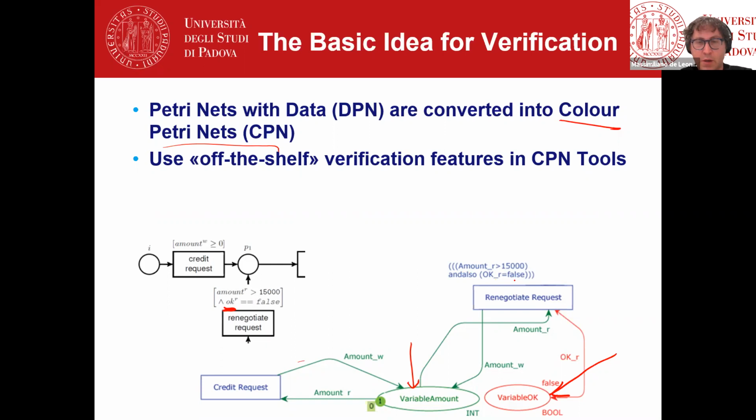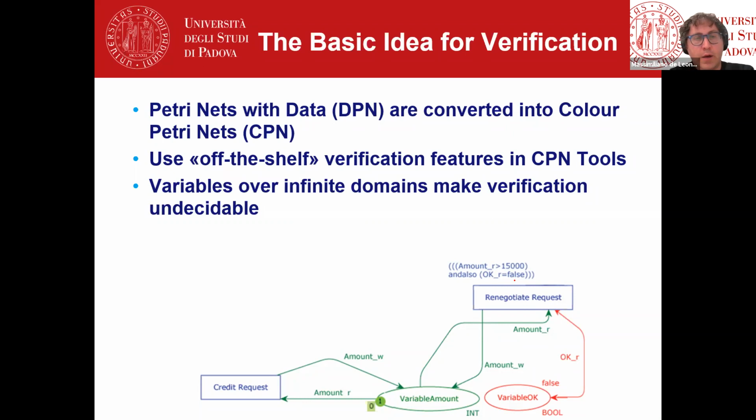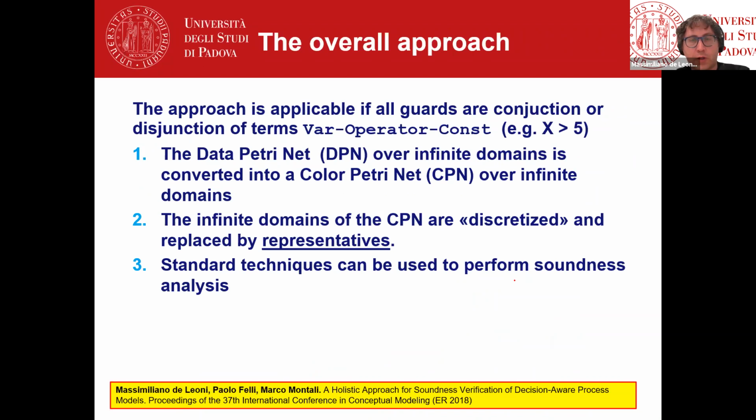Of course, in general, variables can be defined over infinite domains. That makes the verification undecidable. So the idea here is to focus on a situation in which the conditions of the different transitions are always of the form variable operator constant. For example, x is greater than 5. In this case, the infinite domains of the CPN can be discretized using representative values.